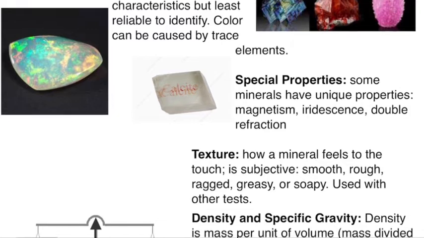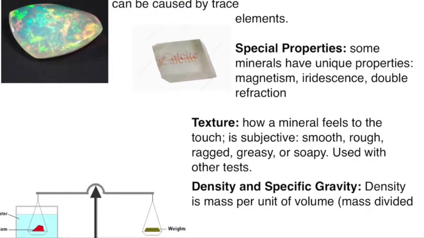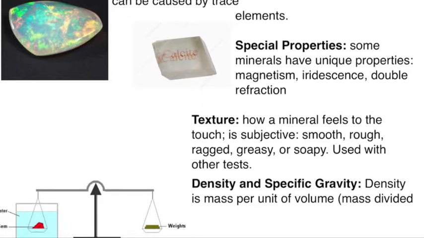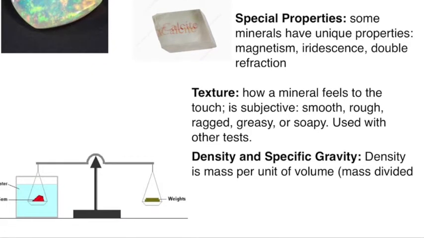There are also special properties. Some cases will, like an opal here on the left, it's iridescent. That's an easy giveaway that that's an opal. A piece of calcite, which is like Iceland spar, double refracts. So if you were to see something underneath it, you're going to have basically two images. Also texture. Does the mineral feel greasy? Does it feel smooth? Does it feel ragged? These are ways.